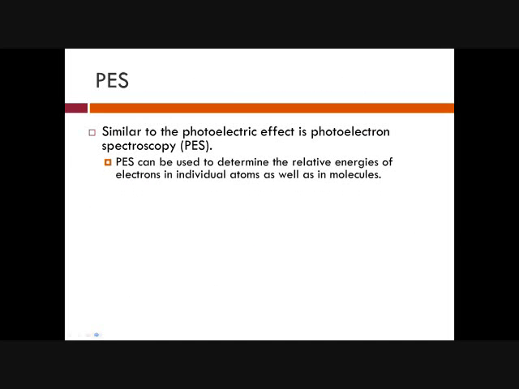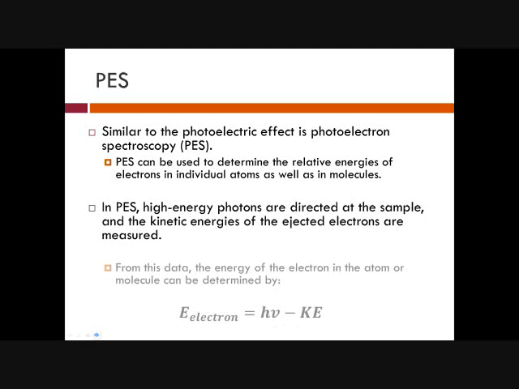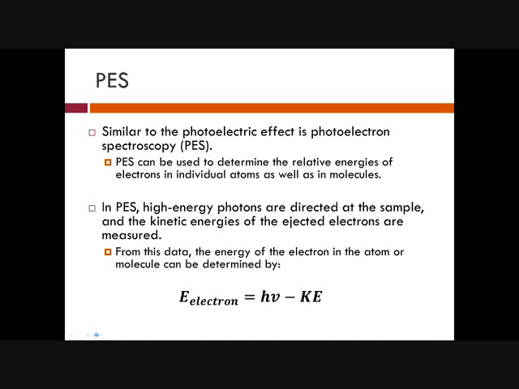So similar to the photoelectric effect is the photoelectron spectroscopy, which is PES for short. PES can be used to determine the relative energies of electrons in individual atoms as well as molecules. In photoelectron spectroscopy, high energy photons are directed at the sample, and the kinetic energies of the ejected electrons are measured. From this data, the energy can be determined by taking the electron energy, that's what E electron stands for, is equal to h, which is Planck's constant, it's on your equation sheet, times the frequency minus the kinetic energy.